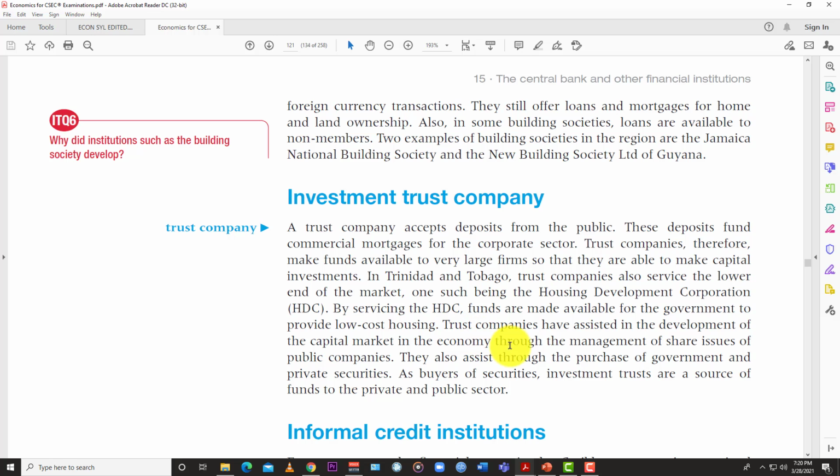Trust companies have assisted in the development of the capital market in the economy through the management of shares issued of public companies. They also assist through the purchase of government and private securities.